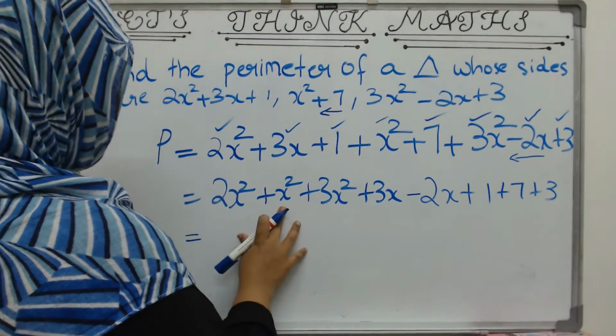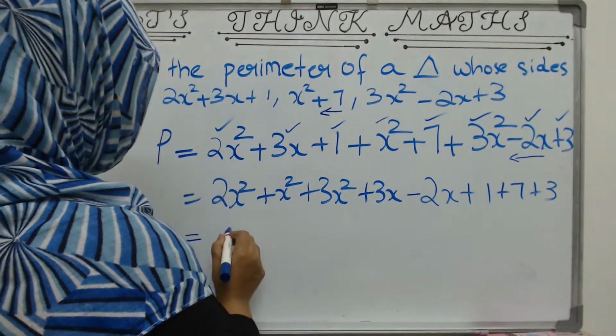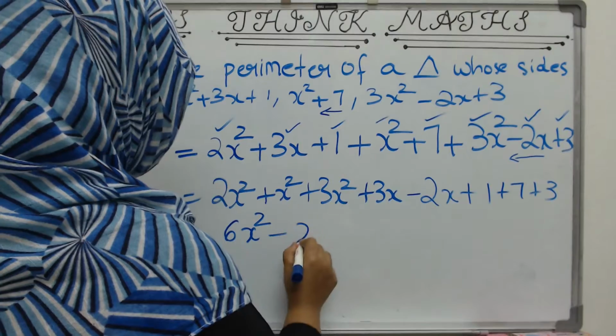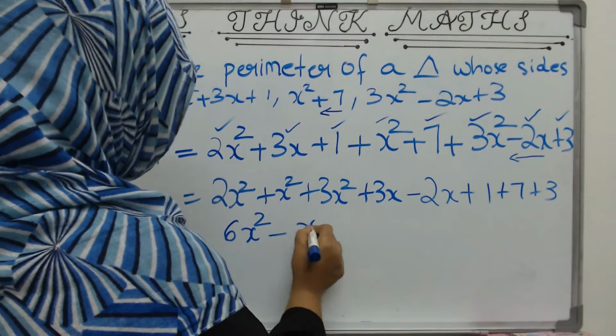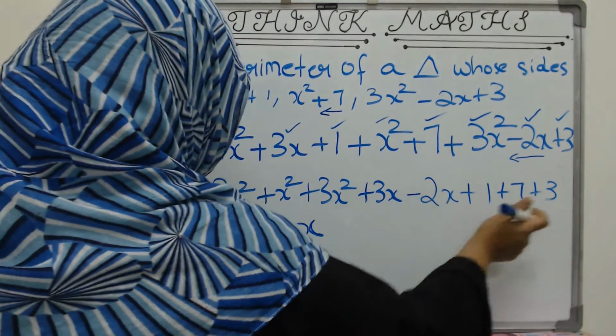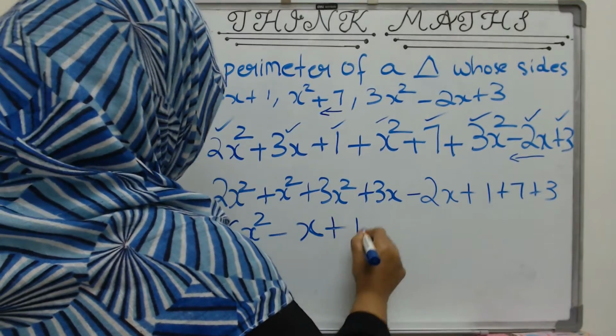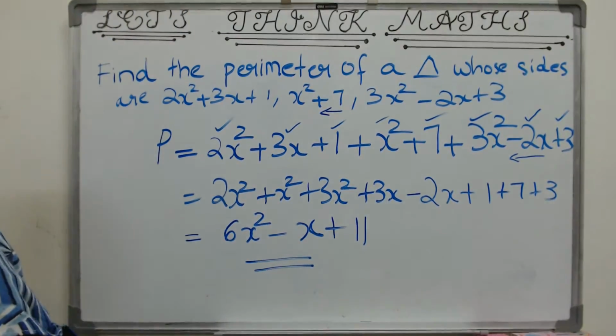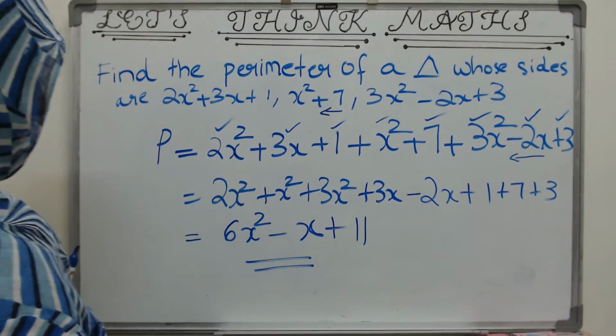So 2x square plus x square plus 3x square would be 6x square. 3x minus 2x would be x. It is actually 1x, but we just write it as x. And all these three added together would be 11. So this is the sum. Next, we see how to subtract algebraic expressions.